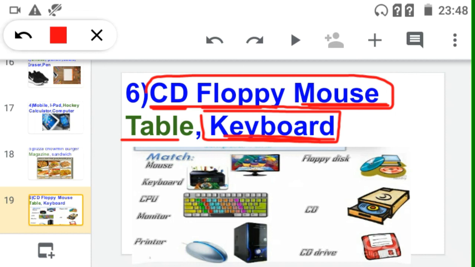Correct now. But a table is made of wood. Which items go with a mouse, floppy and keyboard? CD, floppy, mouse, keyboard are related to computers, but a table is not related to computers. A table is made of wood, and it is not a machine. So that's why your odd one is table. Because CD, floppy, mouse, keyboard are related to computers, but a table is not related to computers, or a machine. That's why your answer is table.